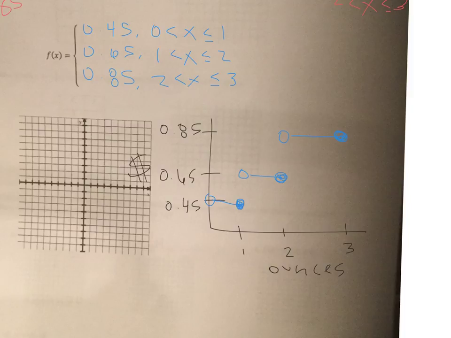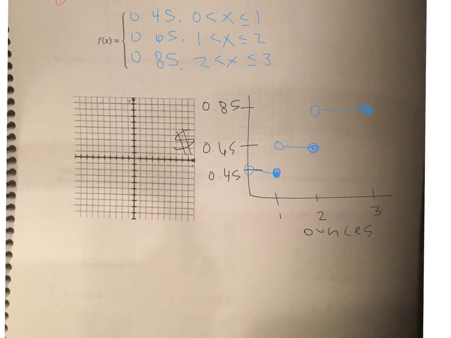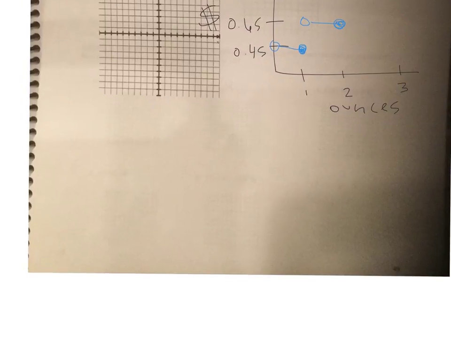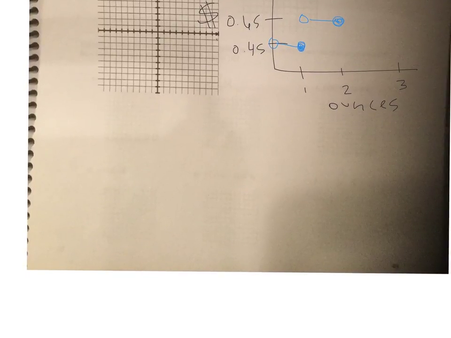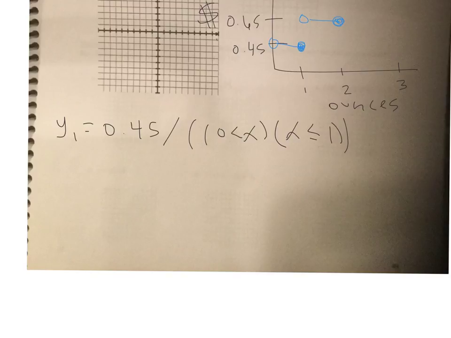You are able to graph this in your graphing calculator. I will not make you do this, but just in case you are interested, in your graphing calculator in Y1, you would type 0.45 divided by parenthesis 0 less than x, parenthesis x less than or equal to 1, parenthesis.